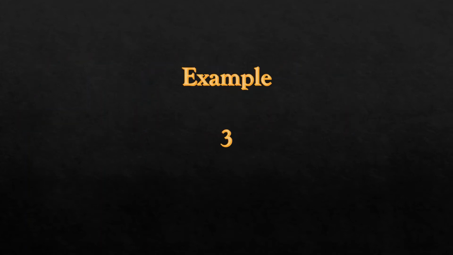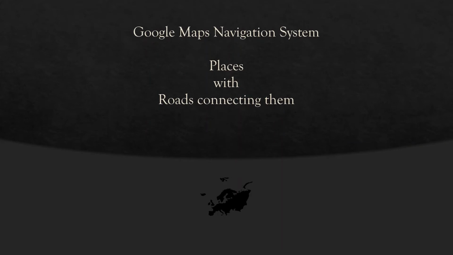Consider the third example. What data structure is used to represent the Google Maps navigation system? A Google Maps navigation system has a lot of places and roads connecting them. This can be represented using a graph where the places denote the vertices and the roads connecting them are the edges. Some of the common algorithms on them are insertion, deletion, and finding the shortest path between two places.